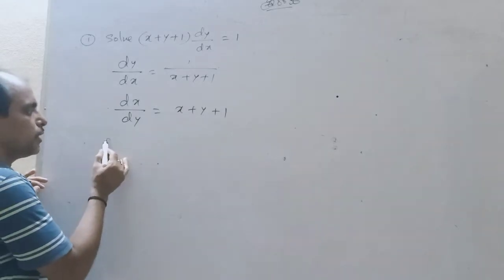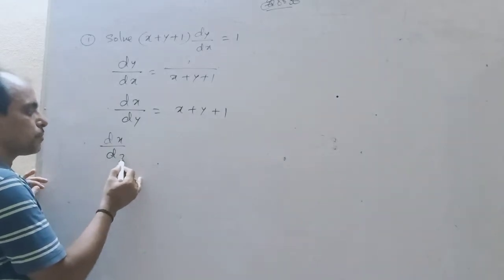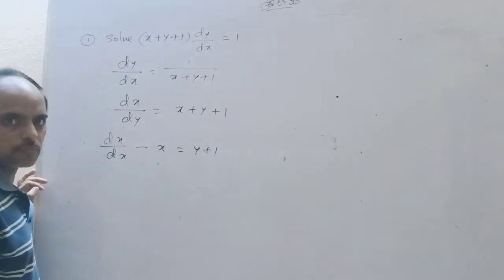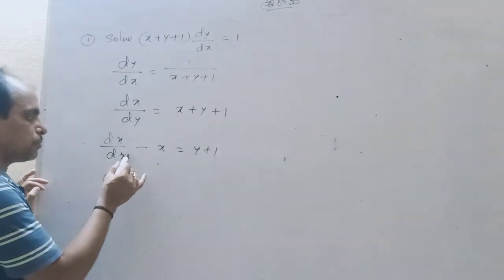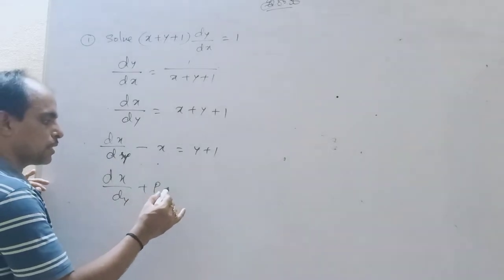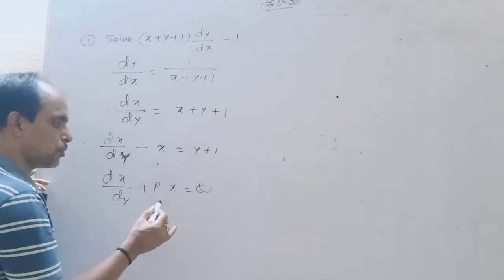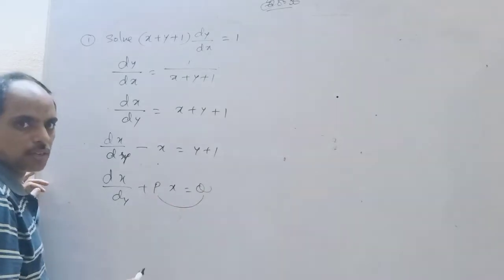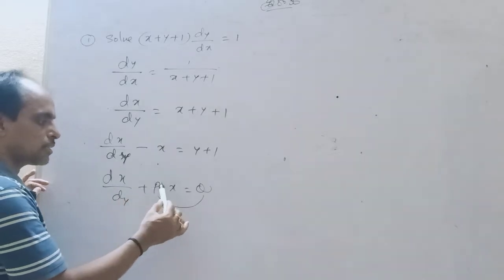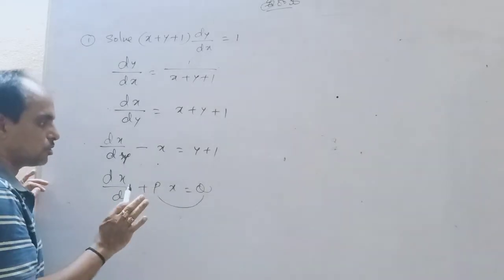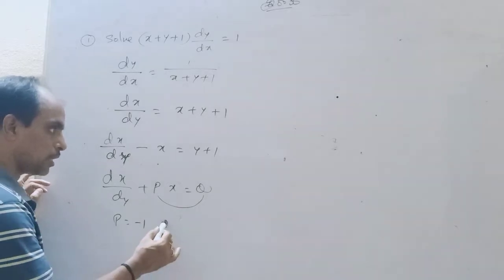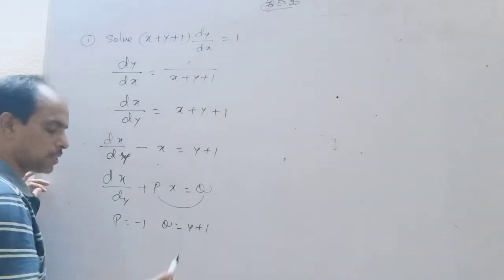Now dx/dy minus x is equal to y + 1. Now this is of the form dx/dy + Px = Q, where P and Q are functions in y. Here x and here x, these two terms are in terms of y. So no problem. Now here P = -1 and Q = y + 1.